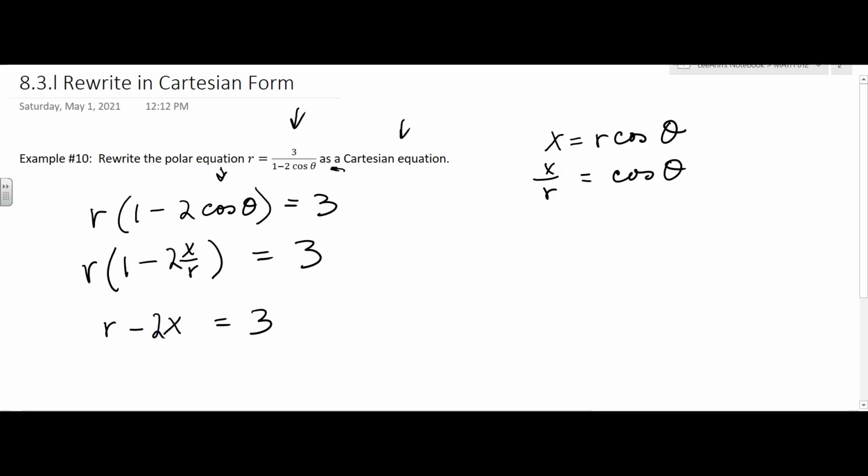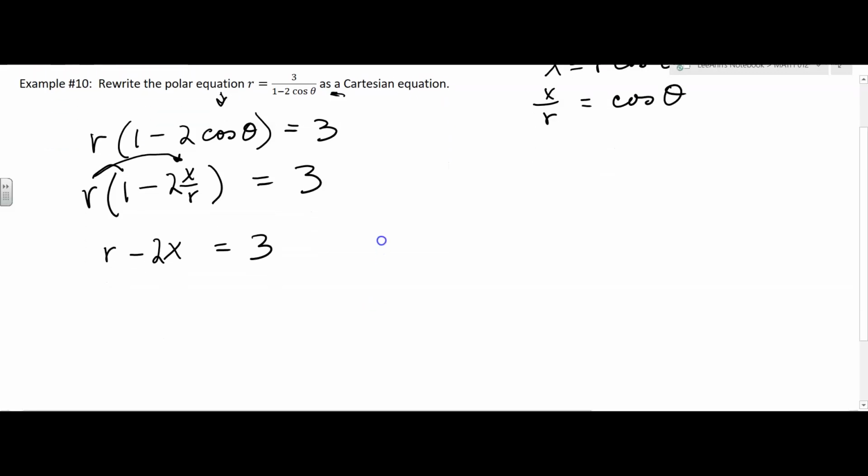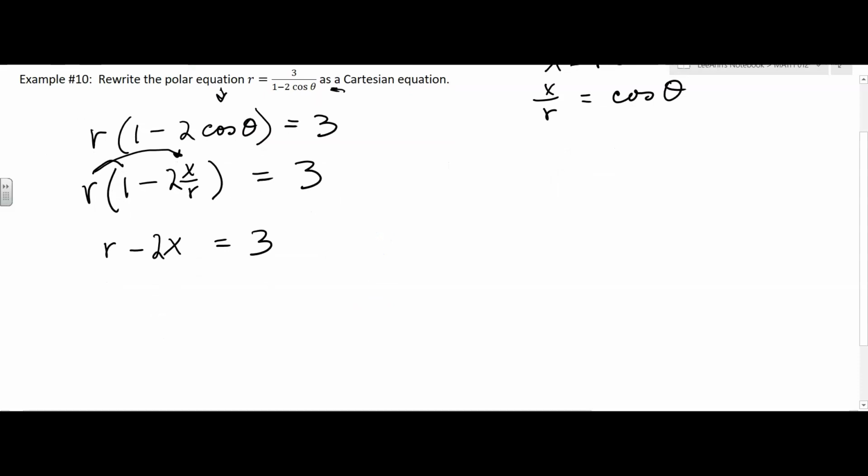Oh, I got a 2 in there, sorry. You're like, where'd that 2 go? There it is. Okay, so when we distribute here, we get r times 1, and then when we distribute here, the r's are going to cancel, and that gives us 2x equals 3. So we have an r, but we don't have the theta anymore.